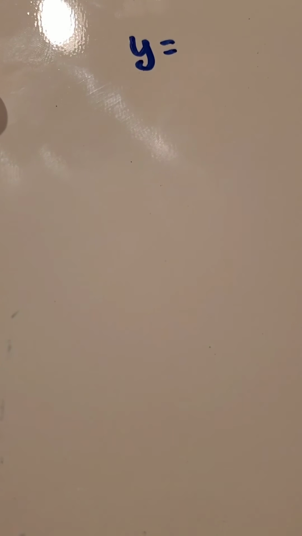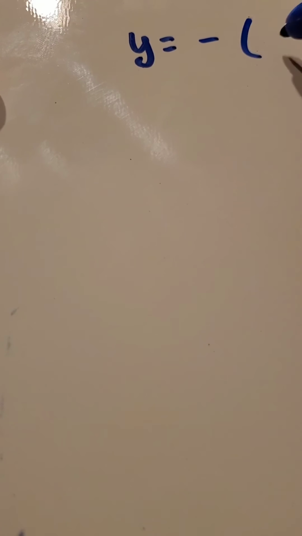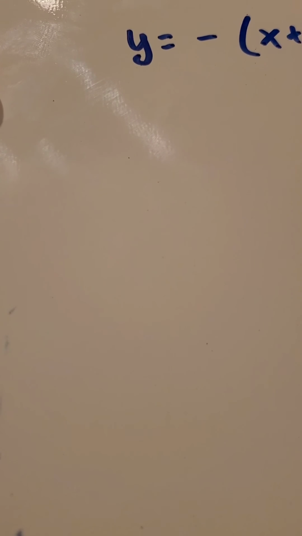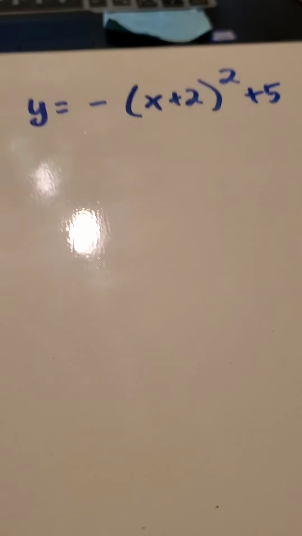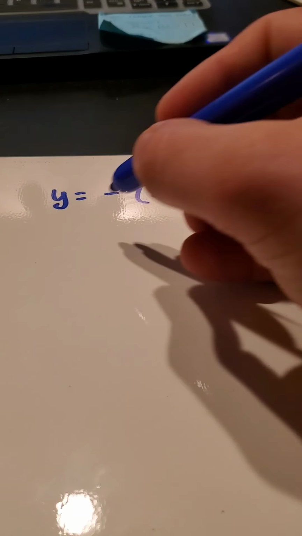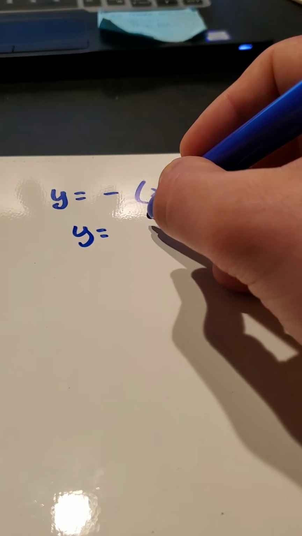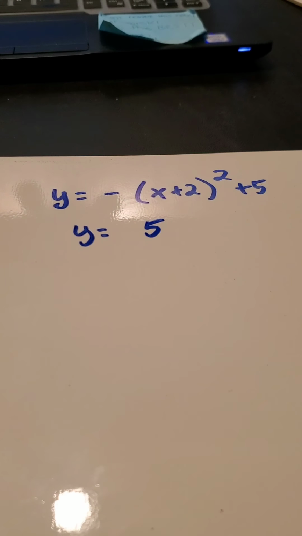All right, let's go ahead and take a look at this next problem here. Our next problem gives the following system. We're told y equals negative x plus 2 quantity squared plus 5. And the other equation we're given is a simple equation, just y equals 5.